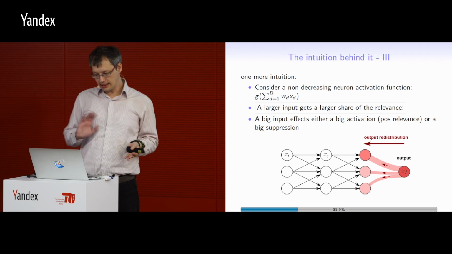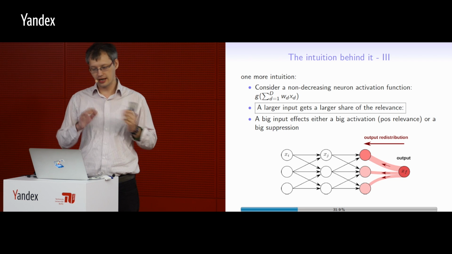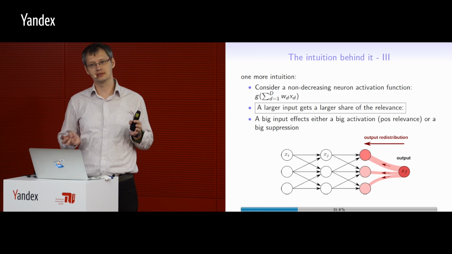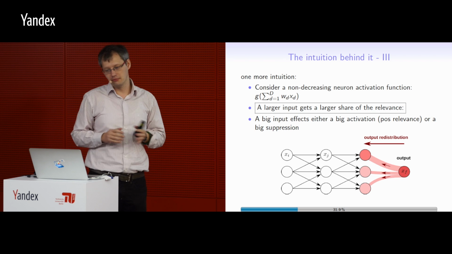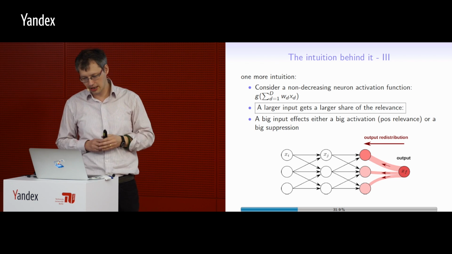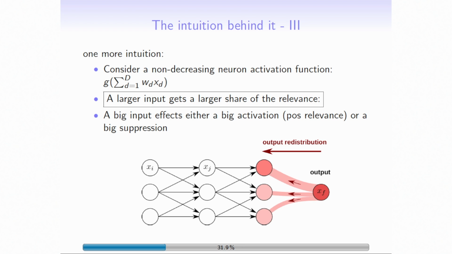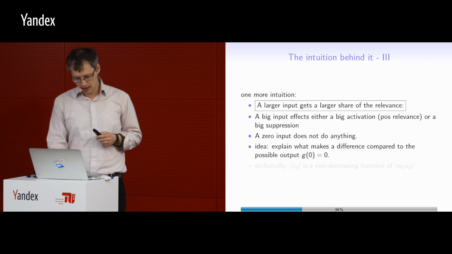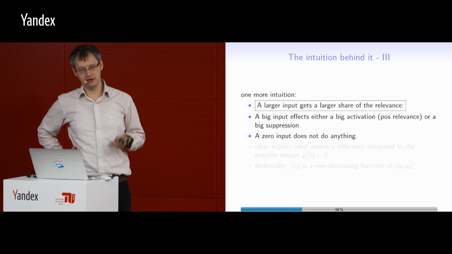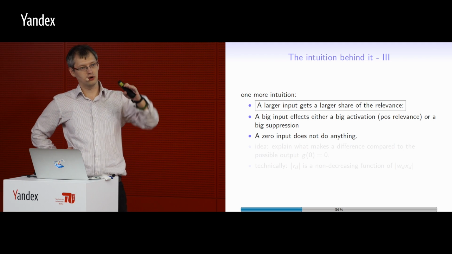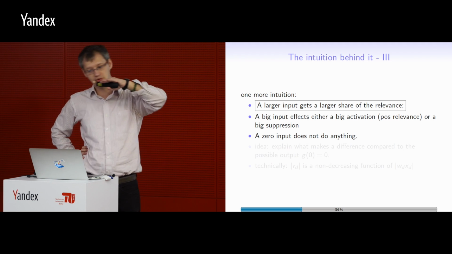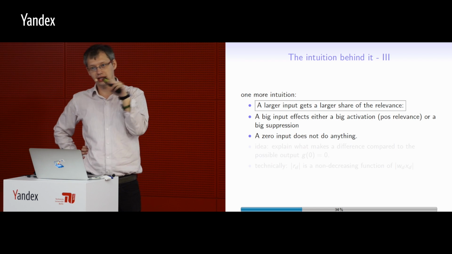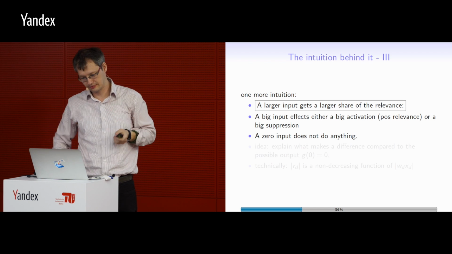So in any case, whatever you want to assume, a larger input should get a larger share of the relevance. This was one of the major intuitions when we transferred version 1 from bag-of-words to neural networks, because a big input either affects a big activation or a big suppression. On the other hand, if you have a zero input in all those neural networks, okay, up to a bias, it does not do anything, it does not change much on the function value.